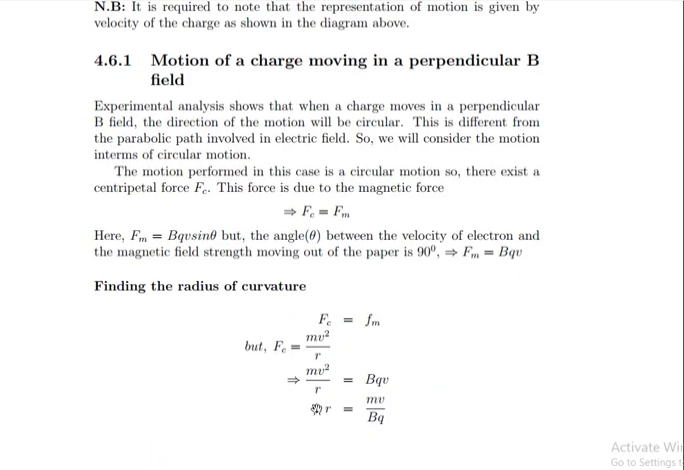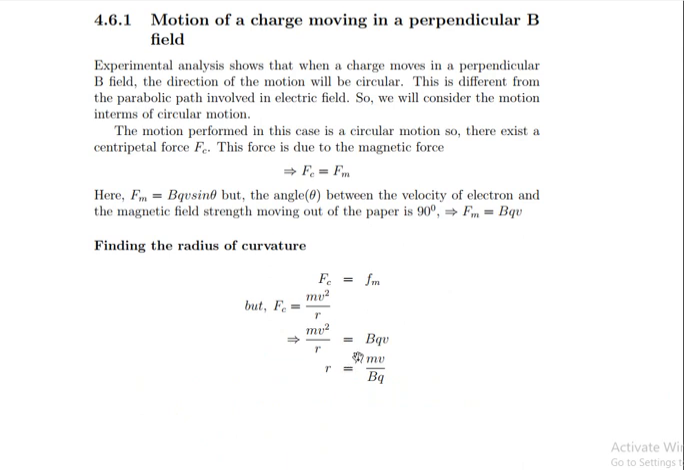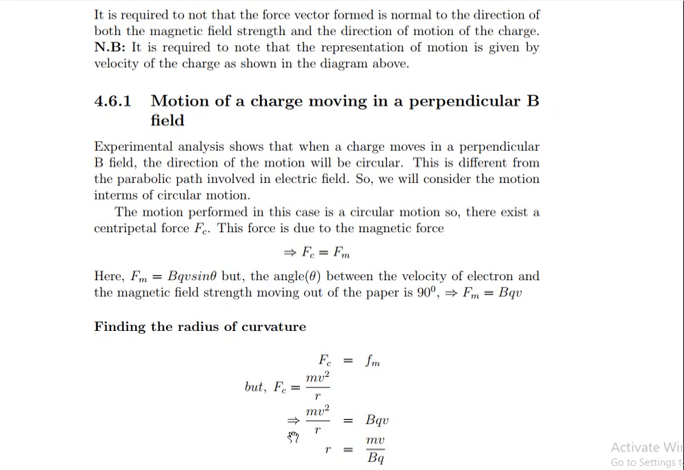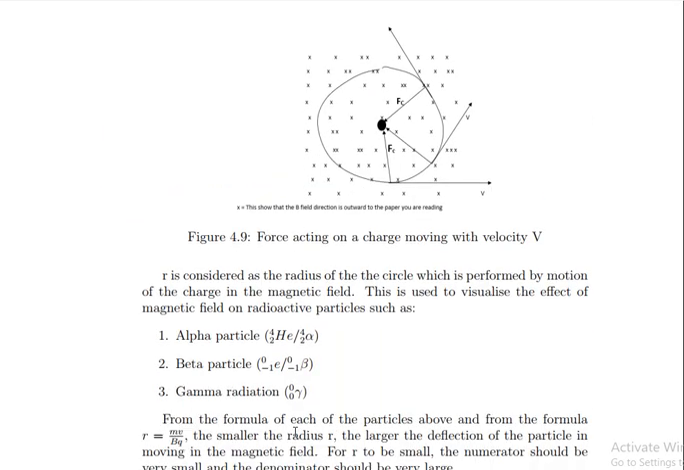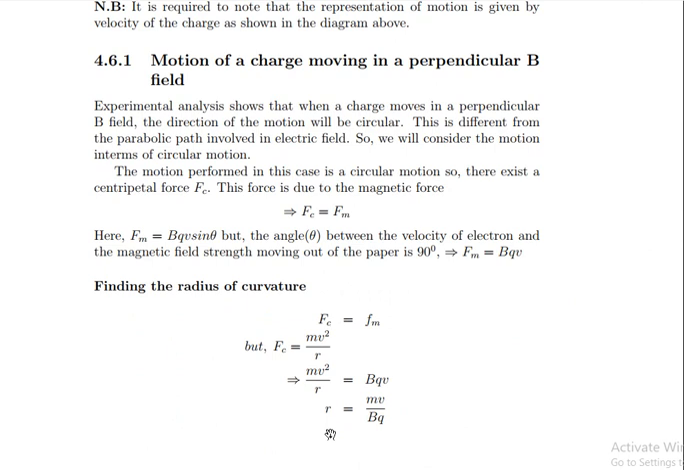Now this radius of curvature is used in order for you to know the path that the alpha particle, the beta particle, and gamma radiation are going to have when they move in perpendicular magnetic fields. We know that r is equal to mv over Bq, and we also know that alpha particles have an atomic mass of 4 and an atomic number of 2, and beta particles have an atomic mass of 0 and an atomic number of -1, while gamma radiation has 0, 0. So in this case, we need to ask ourselves which among all these is going to be highly deviated by the magnetic field.